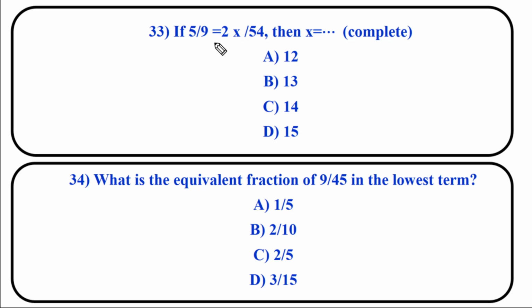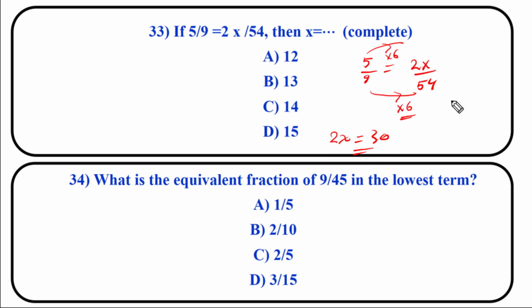Number 33, if 5 over 9 equals x over 54. By the same way, we have here two equivalent fractions. 9 became 54 by multiplying by 6. Now, 5 times 6 equals the missing number. The missing number here is 2x. 2x equals 5 times 6 equals 30.